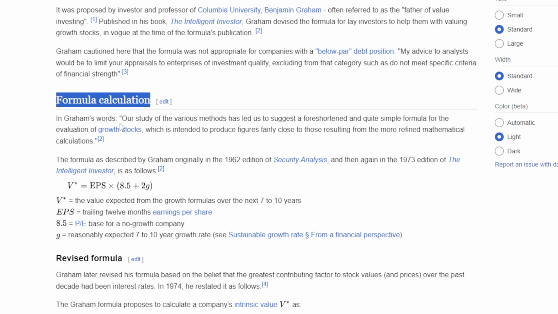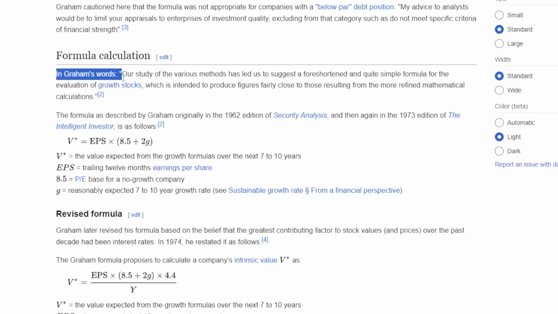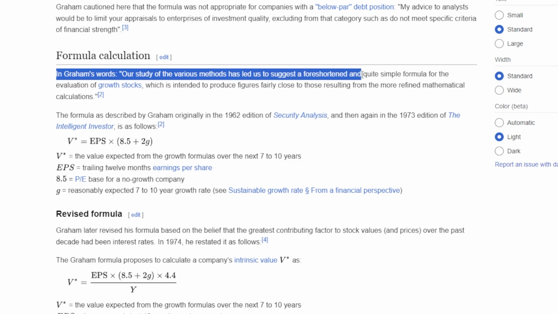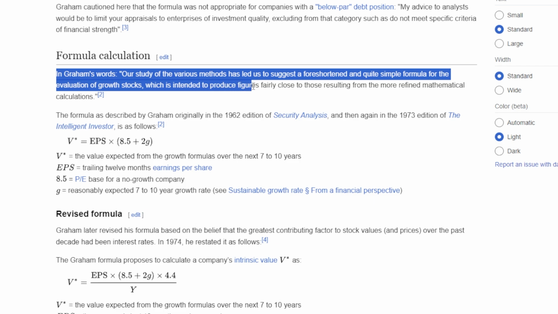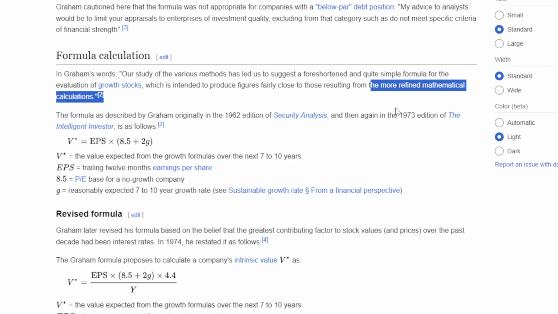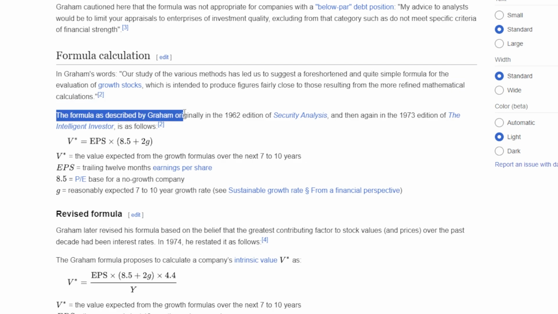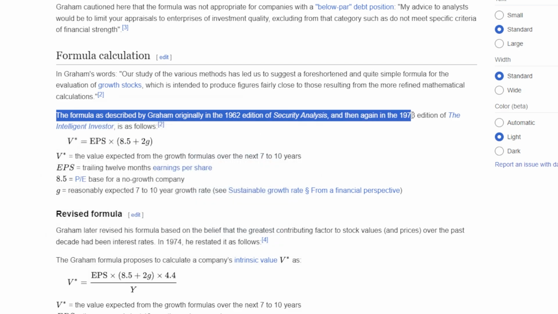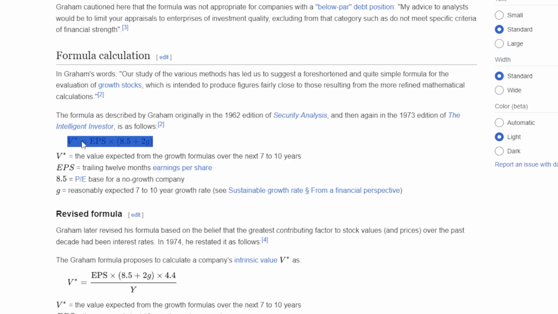Now, as far as the formula calculation, listen in guys, it says in Graham's words, our study of the various methods has led us to suggest a foreshortened and quite simple formula for the valuation of growth stocks, which is intended to produce figures fairly close to those resulting from the more refined mathematical calculations. The formula as described by Graham originally in 1962, in the edition of Security Analysis, and then again in 1973, in the edition of The Intelligent Investor, is as follows. V equals EPS times (8.5 plus 2G).